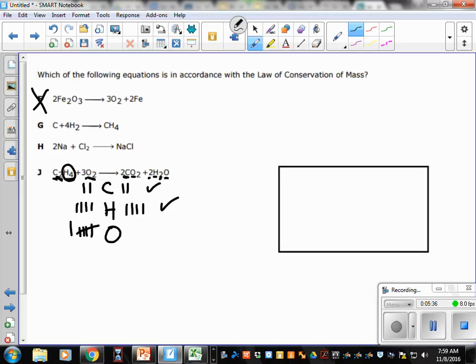On this side, be careful because I can't stop here. Here's 1 oxygen. 2 times this 2 is 4. But I have to make sure I look at the whole equation. Here's another oxygen right here, and that's 2 times that 1, 1, 2. So it's balanced. Since each element is balanced, this equation is balanced. Your answer should have been J.